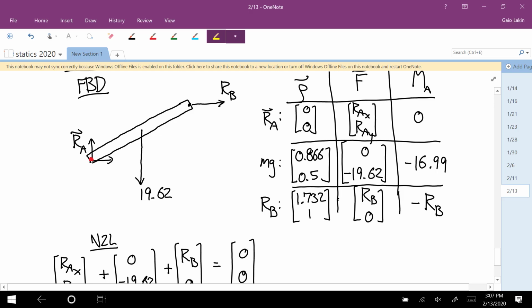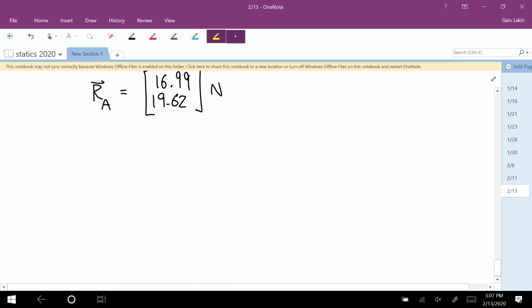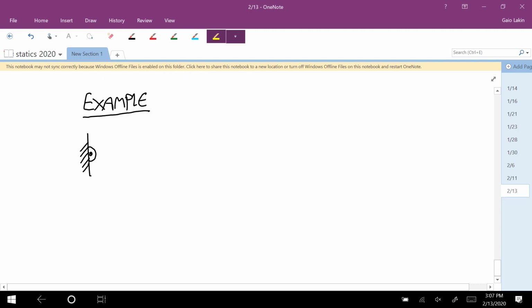Okay, let me give you another one with a little bit of a funkier angle. Let's say that there's a hinge connected to the wall, and it's this beam that has a length of 0.4 meters.